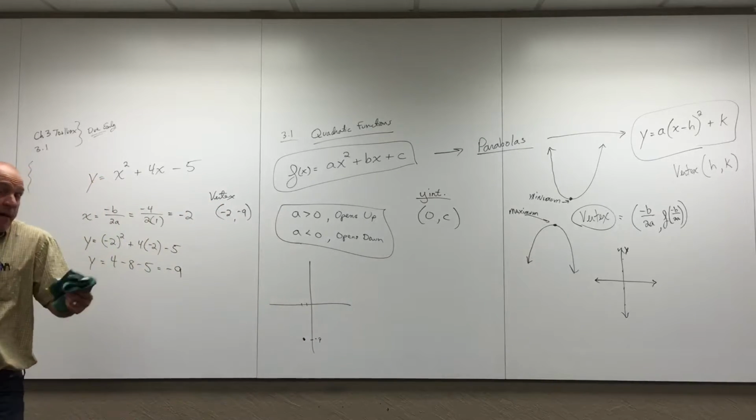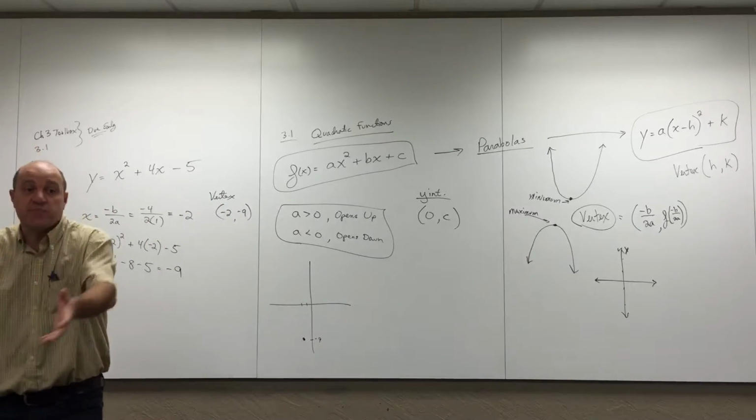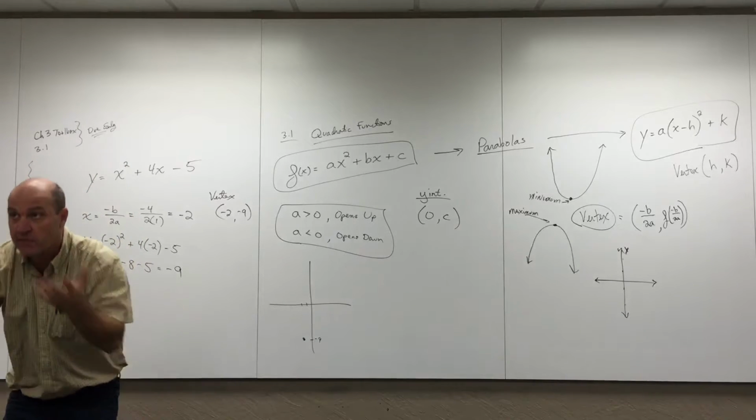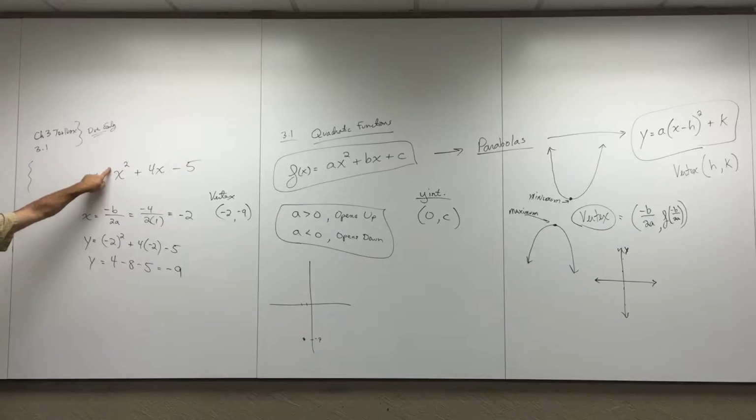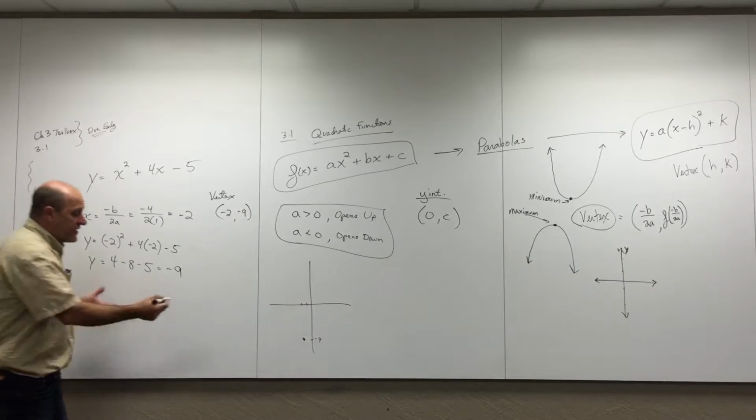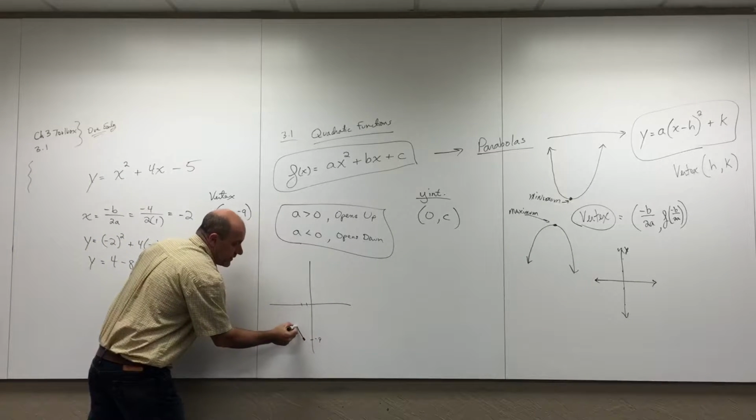So is that the minimum or the maximum? I don't know. It depends. Does this parabola open up or does it open down? Up. It opens up. How do you know it opens up? Because this leading coefficient's positive. It's a positive 1, it opens up. So maybe I should just draw it.